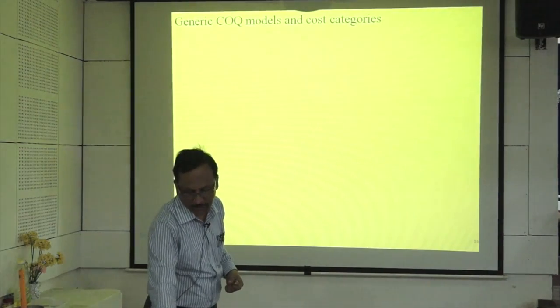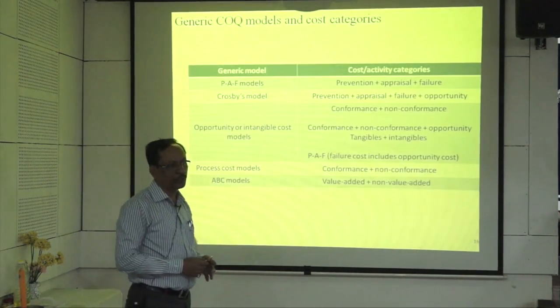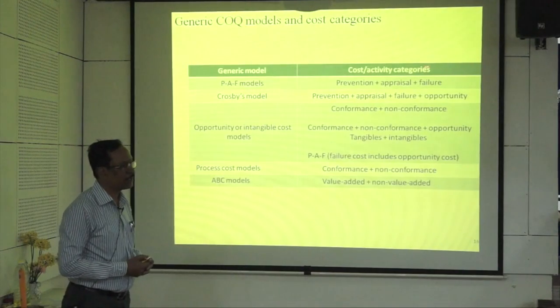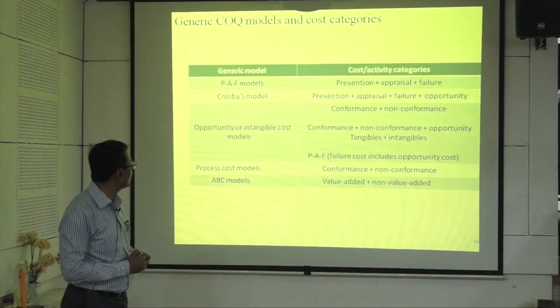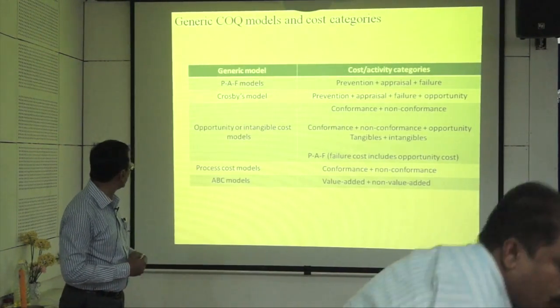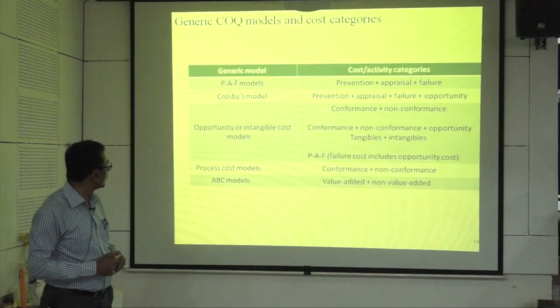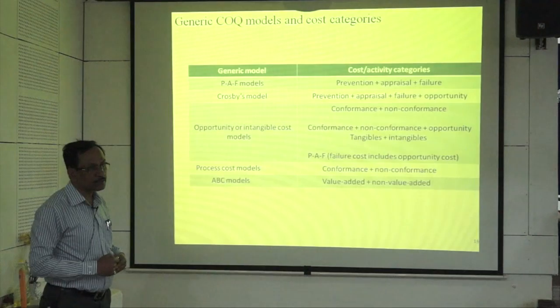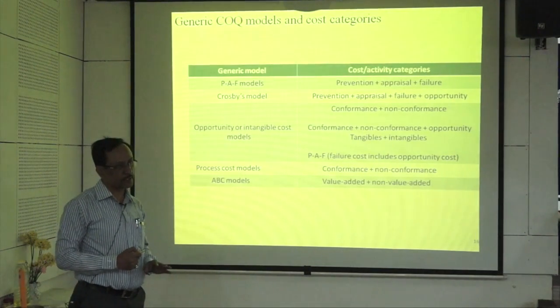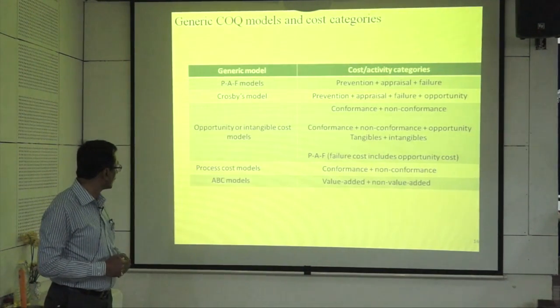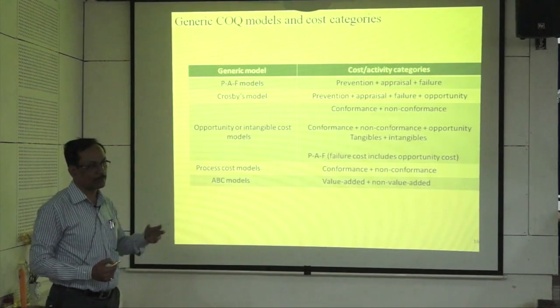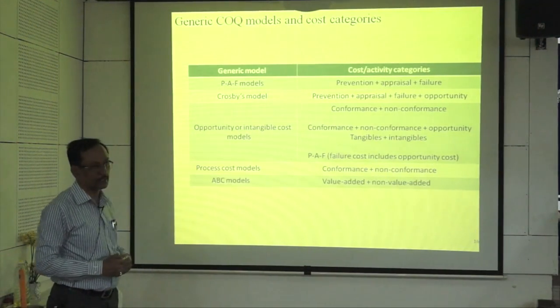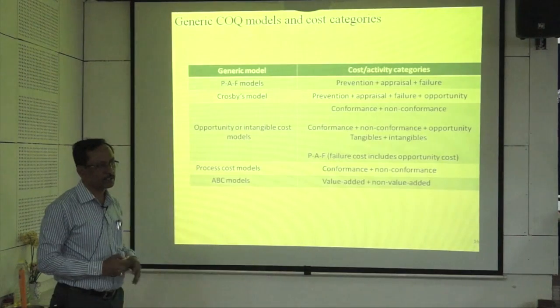I have shown this. Now there are 5 different models available in the literature. Out of that, most popular being PAF model. Then these are modified forms of the PAF models, where opportunity cost is added, intangible cost is added. Here, this is a process cost model, which is particularly suitable for process industries. So in Britain, there are two standards. One is a PAF standard, other is a PC standard. ABC, we don't have existing standard now.